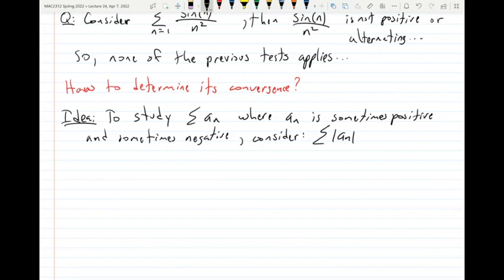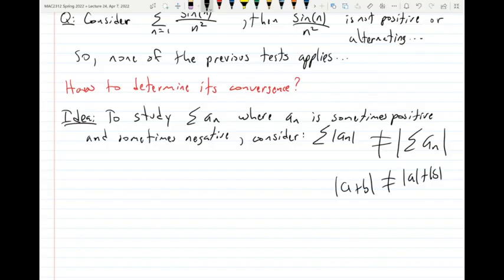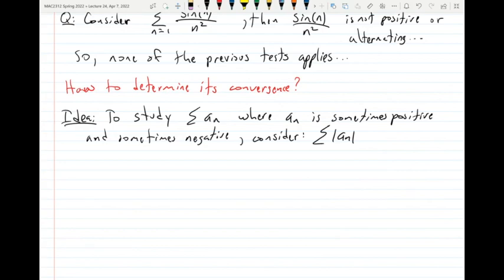By the way, there's a big difference. This is not the same thing as this. The absolute value of a plus b is not the absolute value of a plus the absolute value of b. It's the triangle inequality: this is less than or equal to. So I'm not putting the absolute value outside the sum. I'm taking the absolute value of each of the terms. So we're going to consider the series of absolute values instead. In other words, I'm making every single term positive. This way, all the terms are positive.